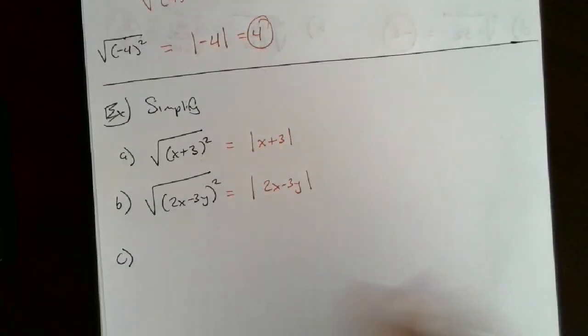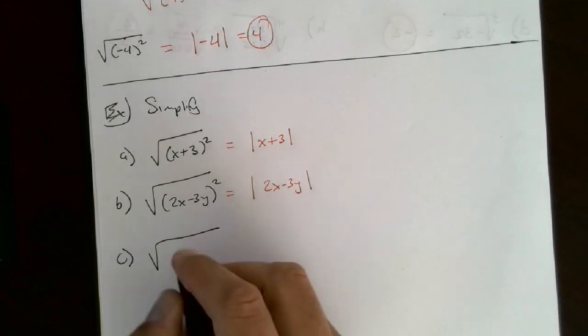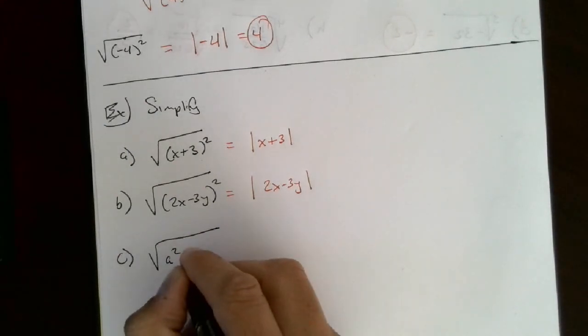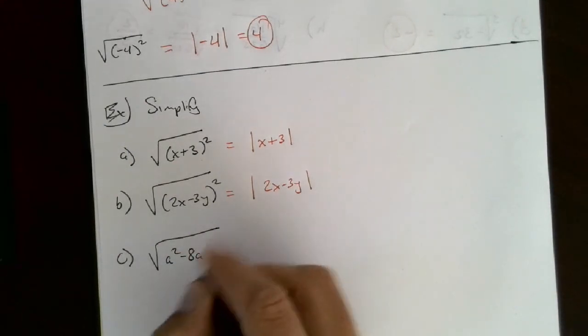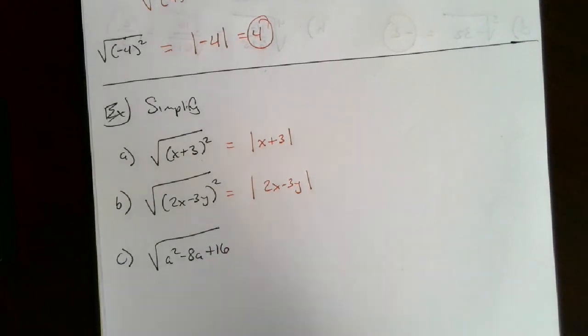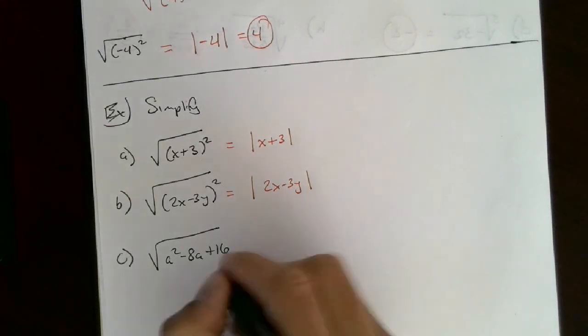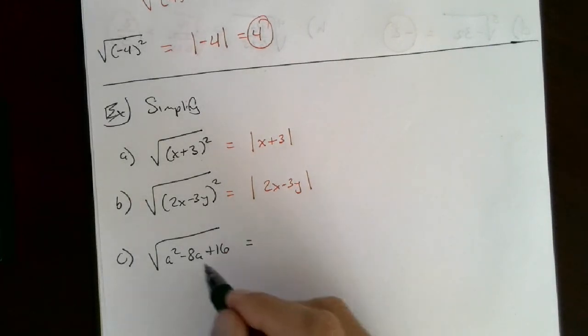And we'll look at one more. This is kind of a special case, just seeing if you recognize it. If I said the square root of a squared minus 8a plus 16, this looks a little different, but if you can write this as a perfect square, we can use our rule. So the first thing you might want to do is say if I have a squared minus 8a plus 16, you might recognize this as a perfect square trinomial.